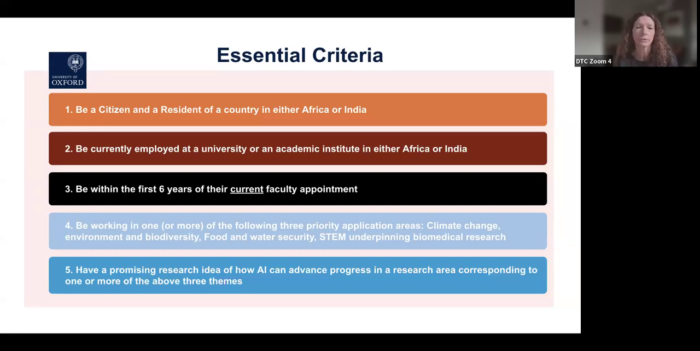So it doesn't matter how long you've been at your university or institution. We also ask that you be working on one or more of the following application areas: climate change, environment and biodiversity, food and water security, and STEM underpinning biomedical research. And number 5, we ask that you have a promising research idea of how AI can advance and progress a research area corresponding to one of the areas I've just covered.